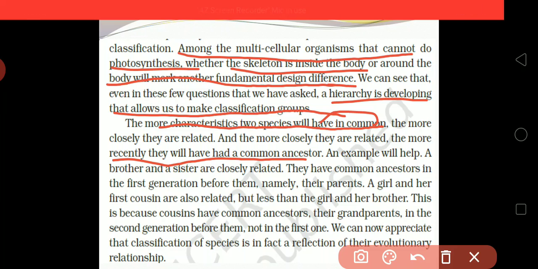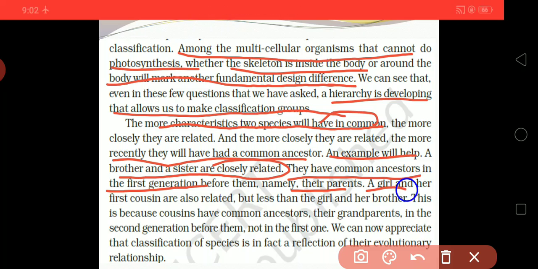As an example, a brother and sister are closely related. They share closely related characteristics with each other. They have a common ancestor in the first generation, namely their parents.